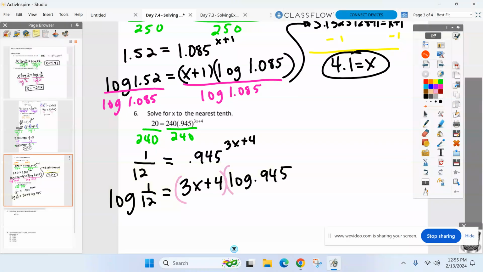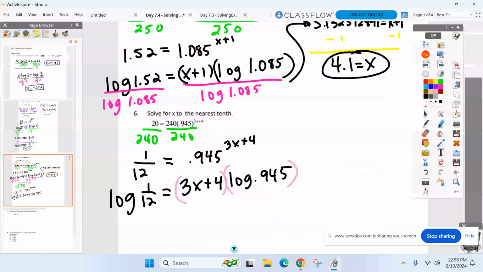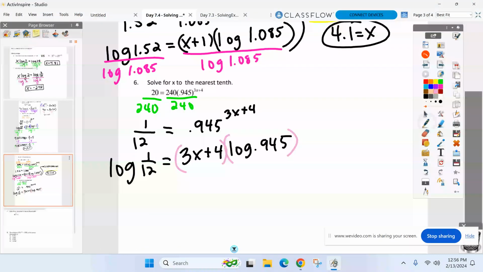Now we're going to get x by itself. First move, get x by itself. Emma, over to you. Divide by log. Yes, good.